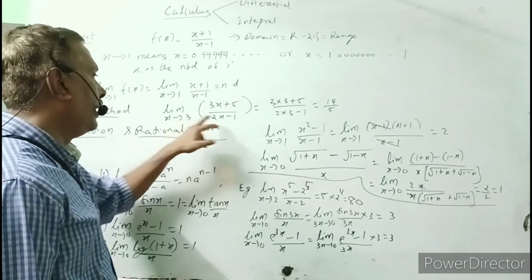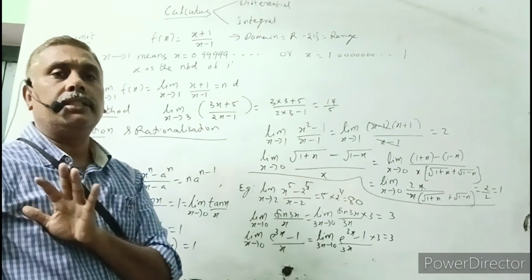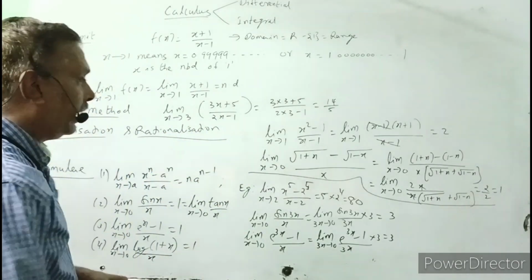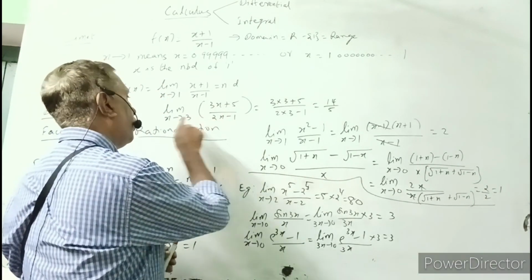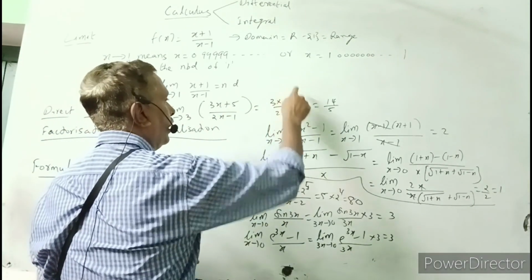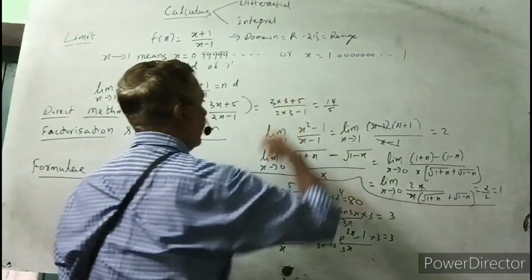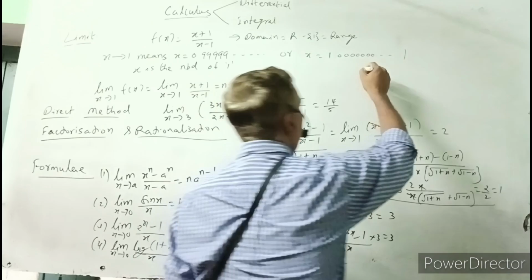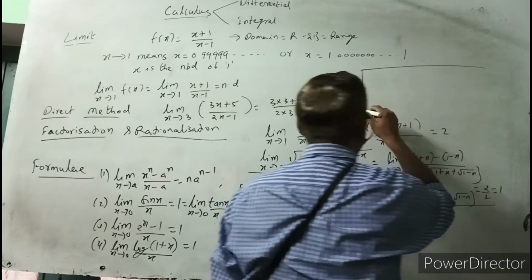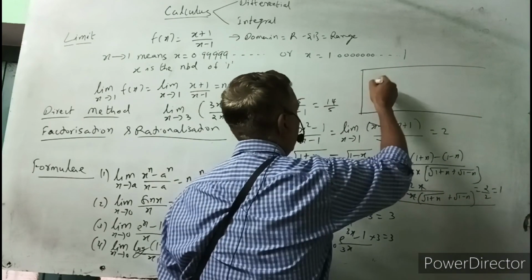Only when the denominator of the function is not 0. Here I am putting x is equal to 3, denominator will not be 0. So I will keep x is equal to 3 in both the numerator and denominator. I will get 14 by 5. Why we are keeping it, I am giving a simple example here of why we are applying the direct method.